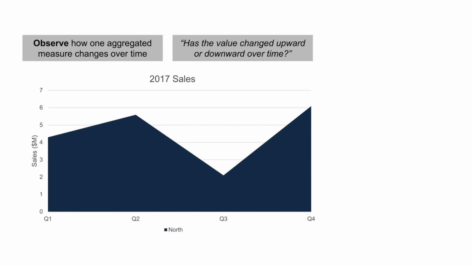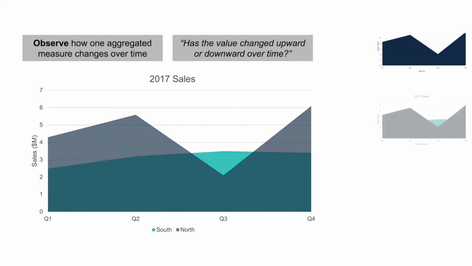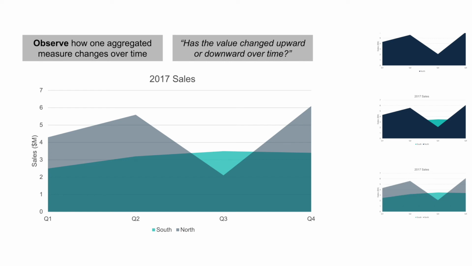Area charts can be tricky though. When we add the South region, we can't actually see what's going on in that region specifically, since the North region is covering the trend of the South. The most common way to deal with this is to make our visualization transparent. This lets us see the data trend for both regions, one on top of the other.